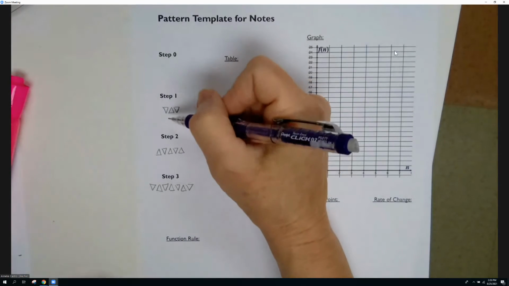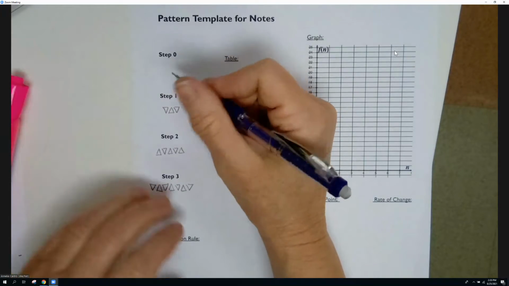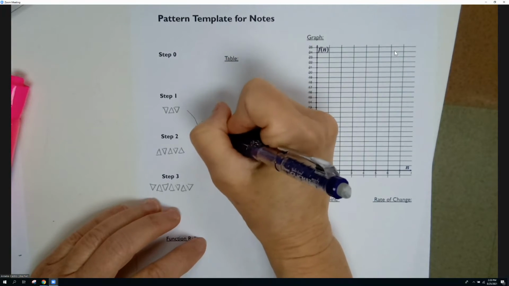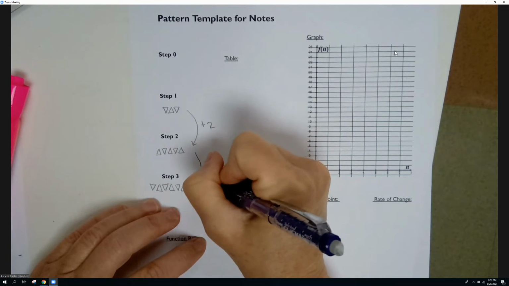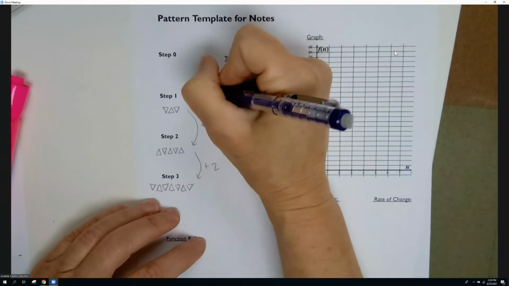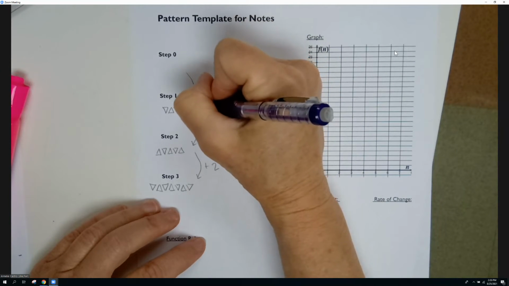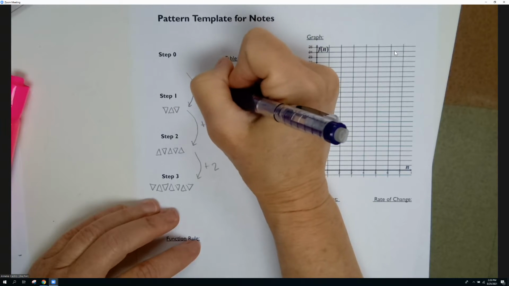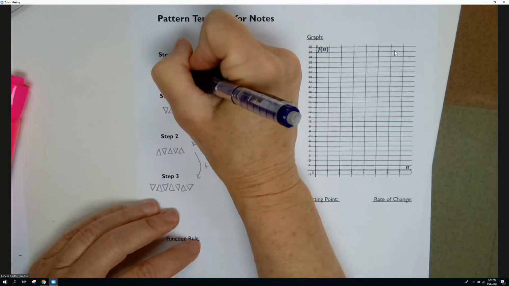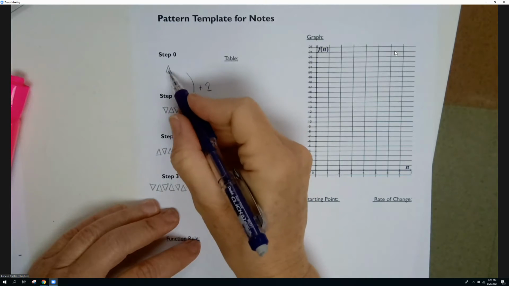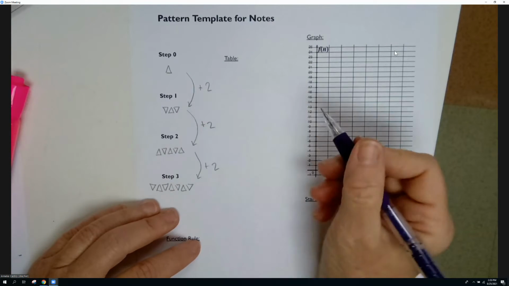Then step 0 would be two less triangles. So here I'm adding two more triangles each time. Step 0 would have to be one triangle, because if I have that one middle triangle and I add 2, I'll end up with 3.